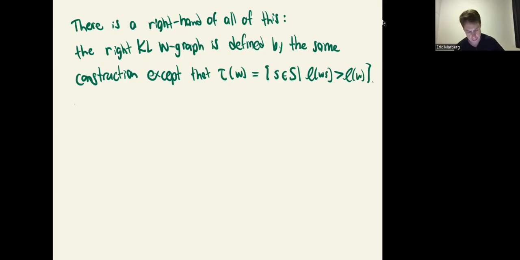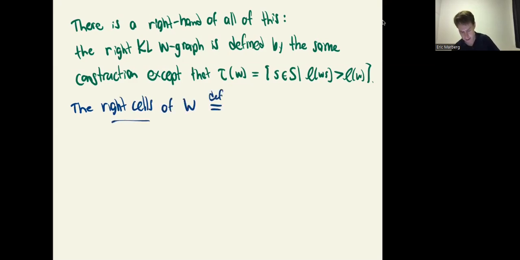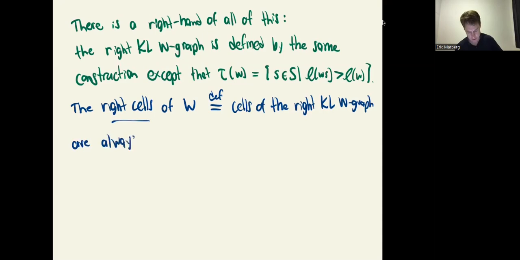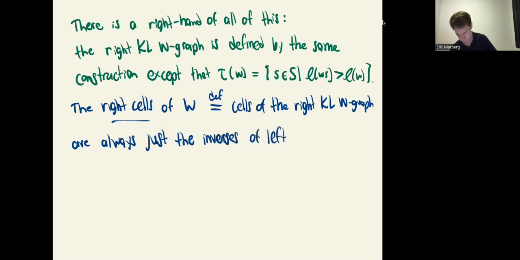And in general, the right cells, which are defined to be the cells of the right KLW graph, are always just the inverses of the left cells. So meaning they're just sets of the form C inverse like this.